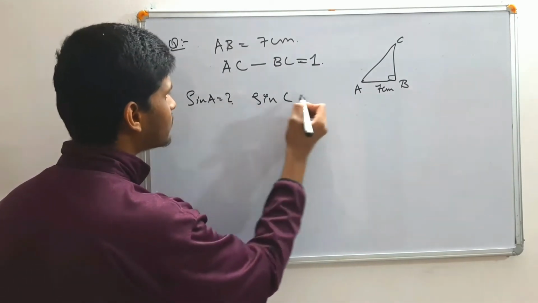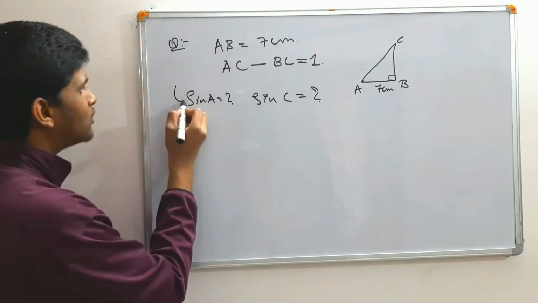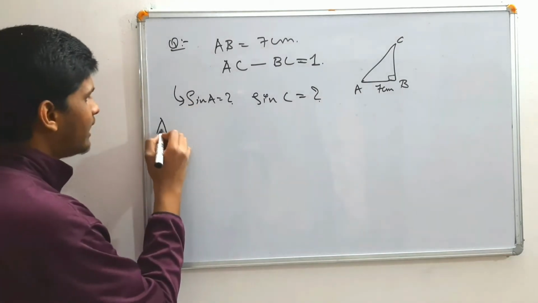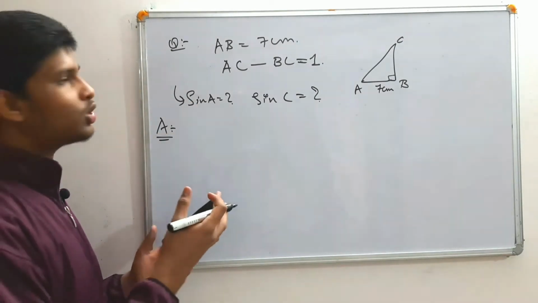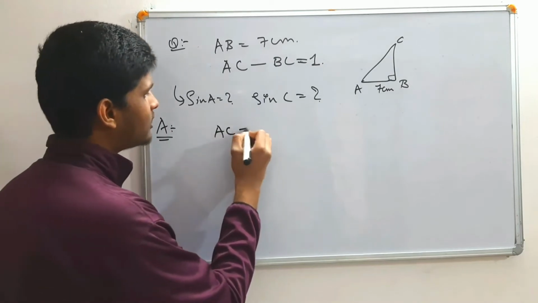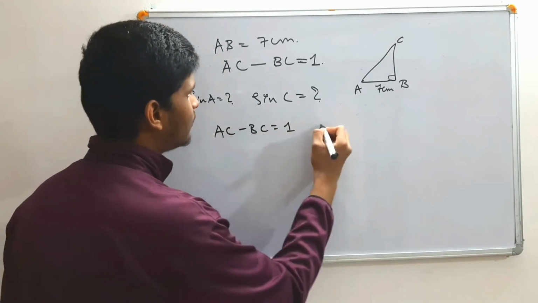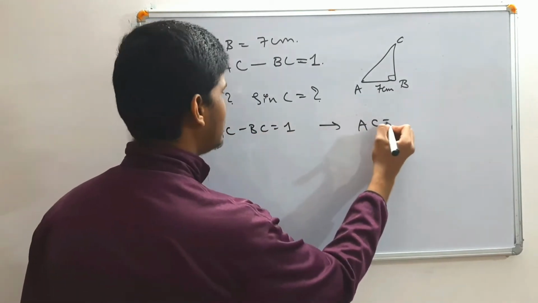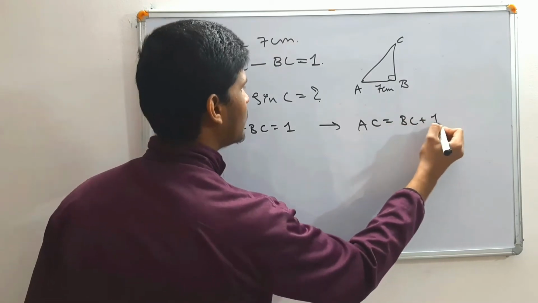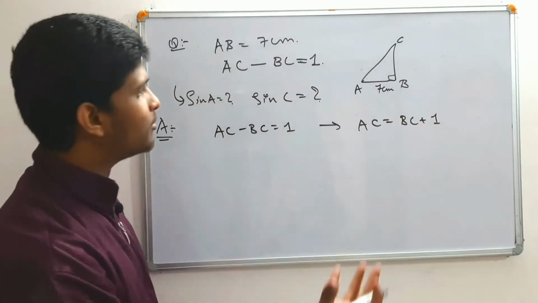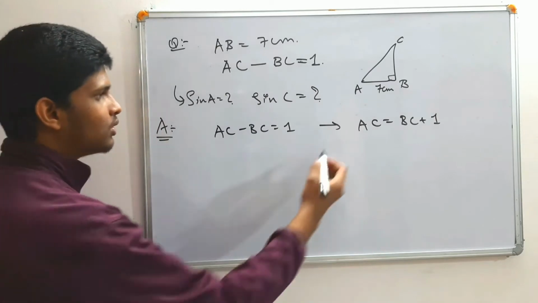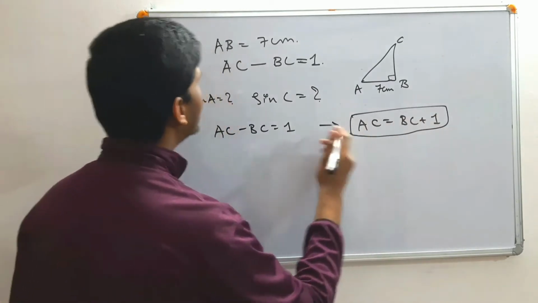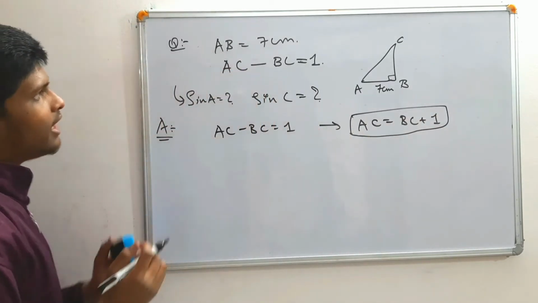You should find both of these. So let's find. From the question we can see that AC minus BC is equal to 1, which means AC is equal to BC plus 1. This BC we send to RHS, it becomes BC plus 1. So AC is BC plus 1 we got, and we have one more thing, AB.